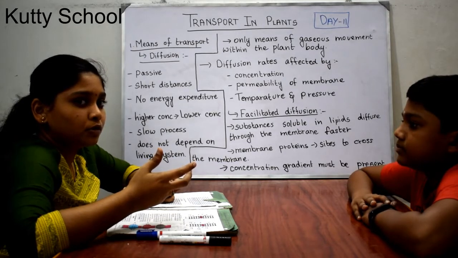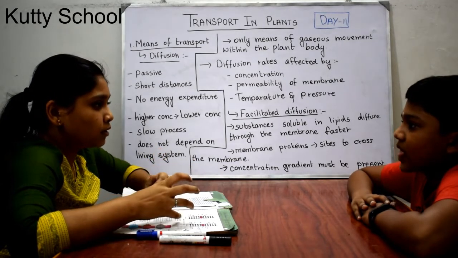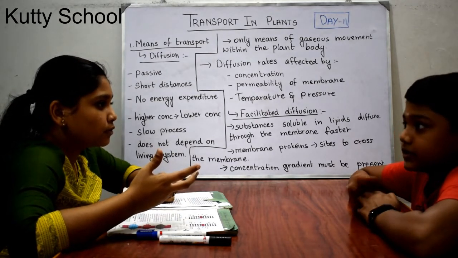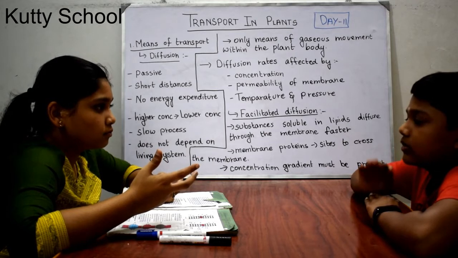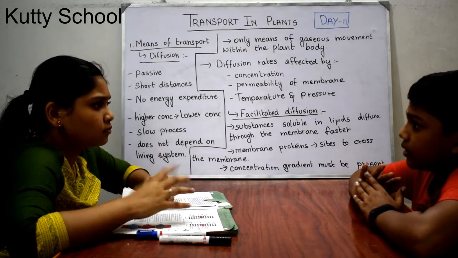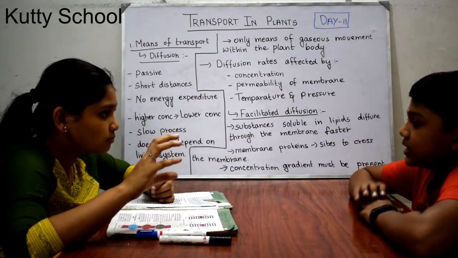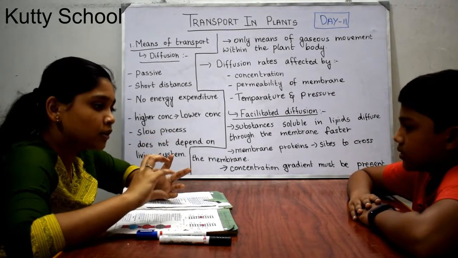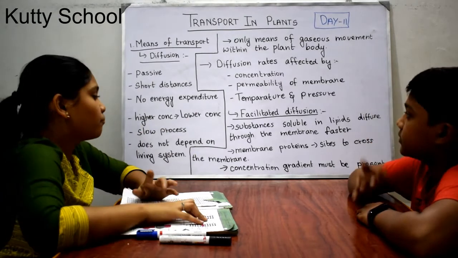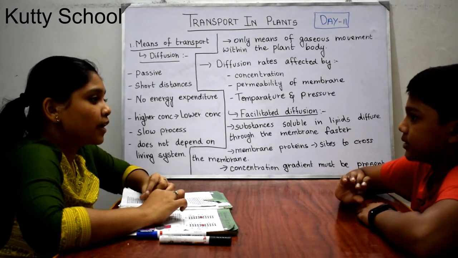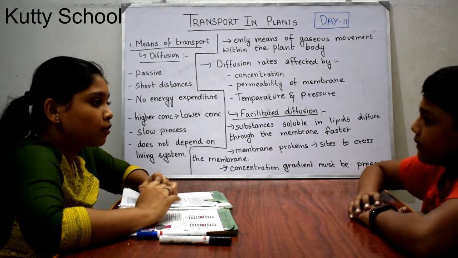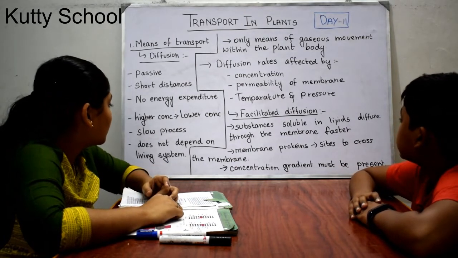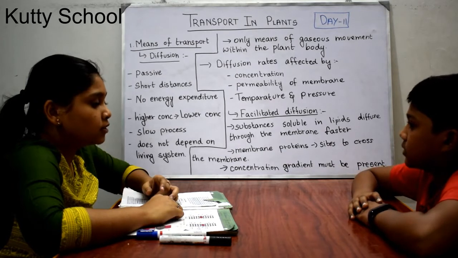If you soak something in water, the water will go into that substance. This is known as diffusion, from higher concentration to lower concentration, from high pressure to low pressure. It goes from a higher concentration of water, or of anything, to a lower concentration of that substance. It does not matter if a living organism is there or not.